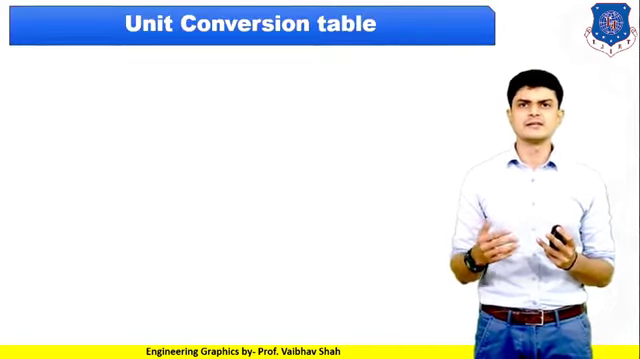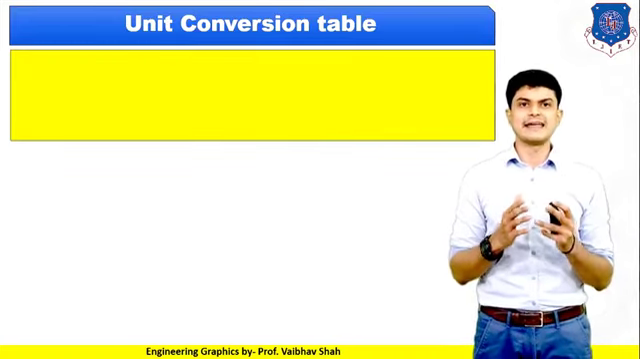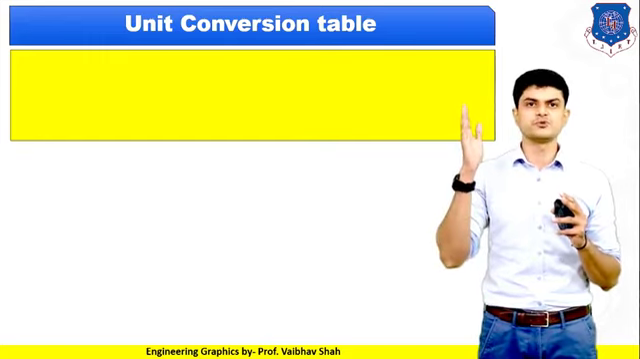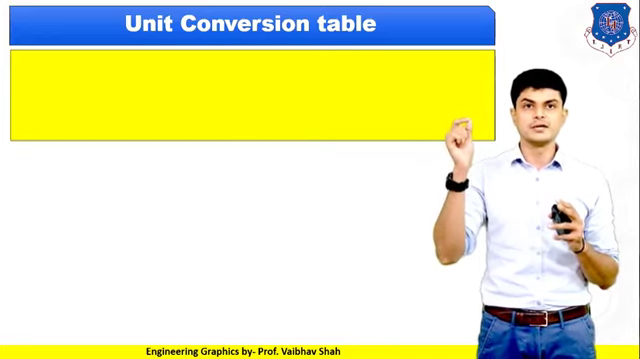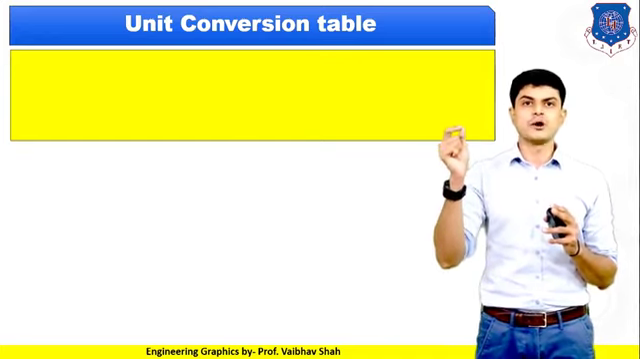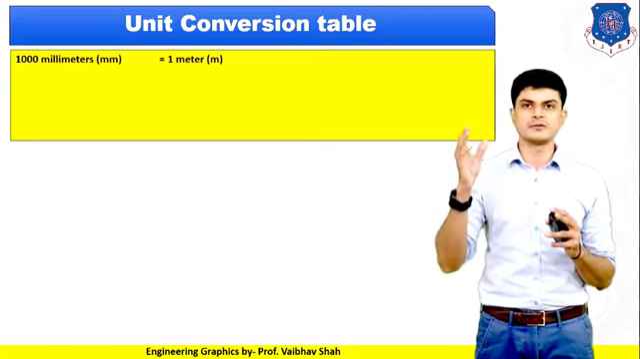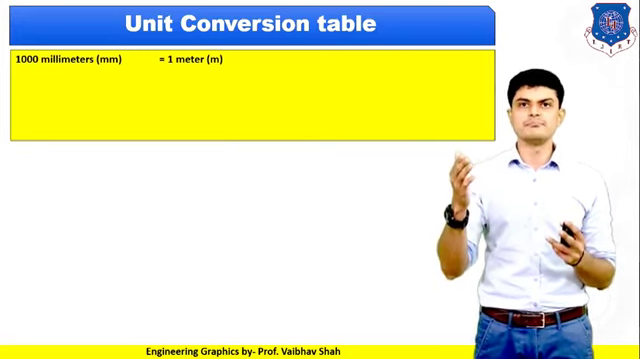So now let us see the unit conversion table. Before starting any example of this chapter, remember you need knowledge of this unit conversion table, and if you don't know the unit conversion properly, you can't solve any of the examples based on this chapter. So let us understand the unit conversion table first. So first, 1000 millimeters is equal to 1 meter.